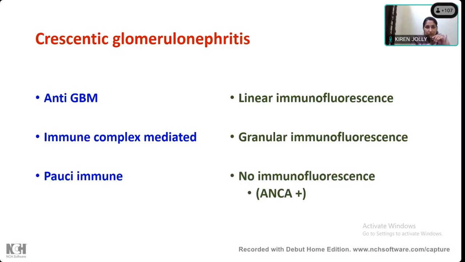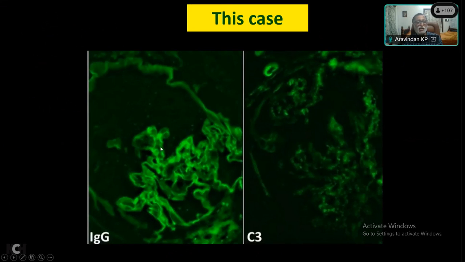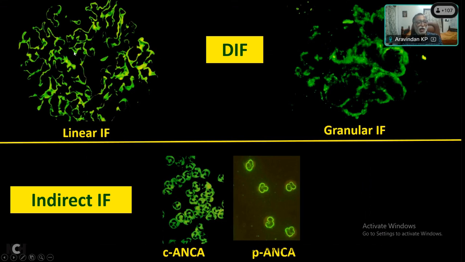So, anti-IgM, you will have linear immunofluorescence. Immune complex, you will have granular immunofluorescence. Post-immune, no immunofluorescence. In ANCA related, you will have to do indirect immunofluorescence to do this test. Indirect, not in the glomeruli. This is the pattern of a linear, as if you draw it with a pencil, straight lines. This is as opposed to a granular kind of pattern.